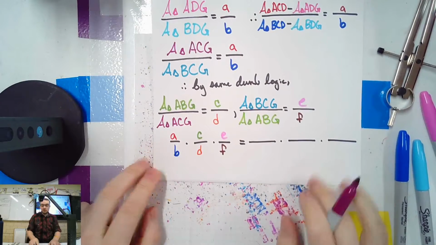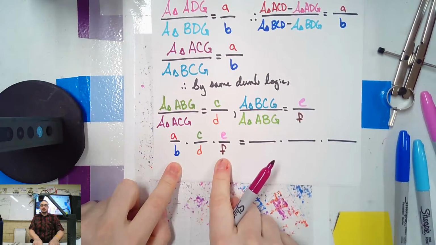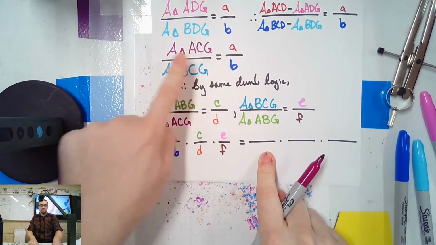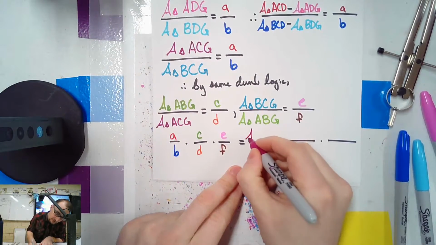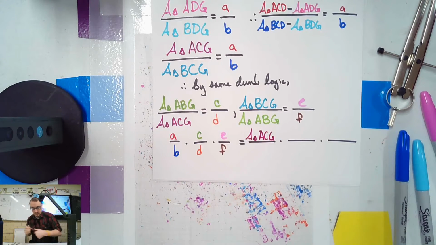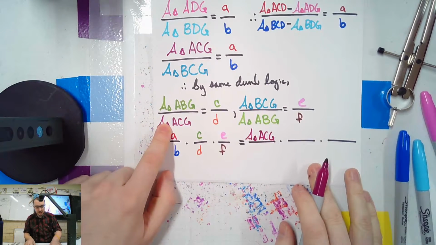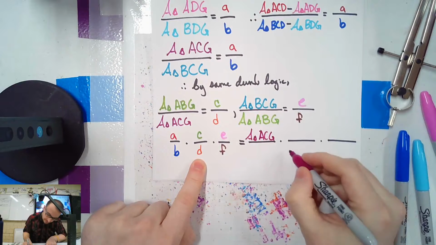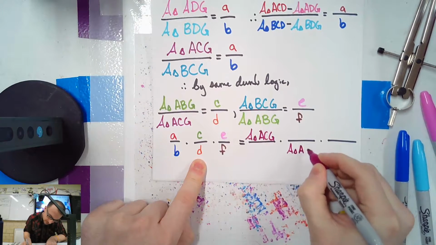So, when I multiply A over B, C over D, and E over F, what is A over B? Well, it's this, right? So I know that it must be this on the other side. Also D, isn't it also that triangle? So I'm going to use the same color while I have it out.